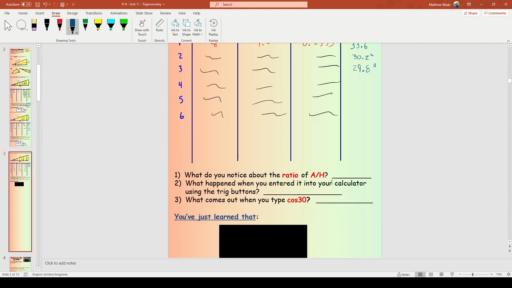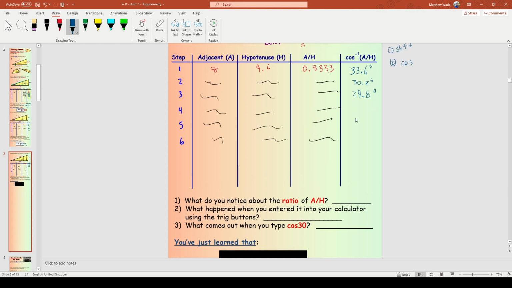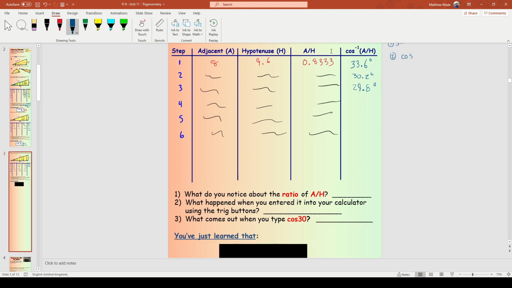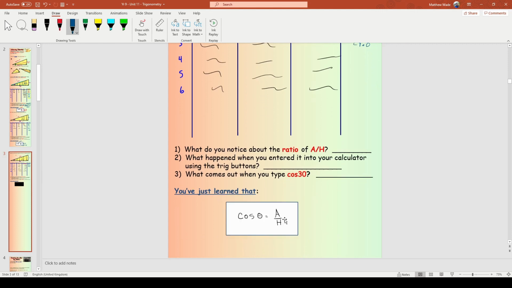What do you notice about the ratio of A over H? It stays similar the whole time. What happens when you put it in using the trig buttons? It gave the angle. It gave 30 degrees. What happens when you type in cos of 30? It equals 0.833. It equals the ratio. What have you just learned? That cos of theta is A over H.